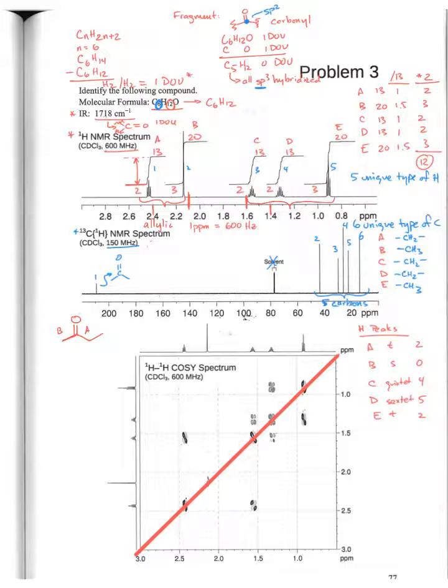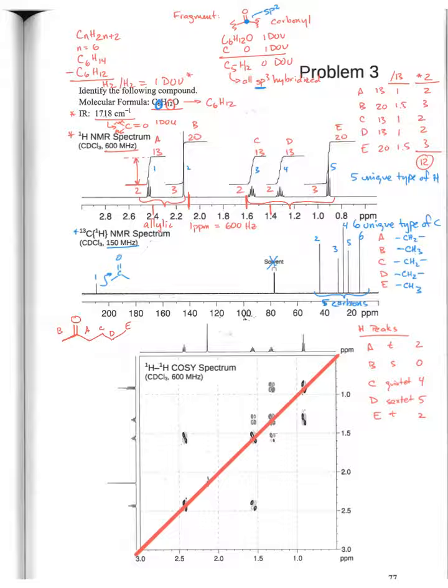So C has 4 neighbors, D has 5 neighbors, and E has 3 neighbors. So if we just continue out the chain and just draw CH2, CH2, CH3, we can basically put in now C, D, and E.